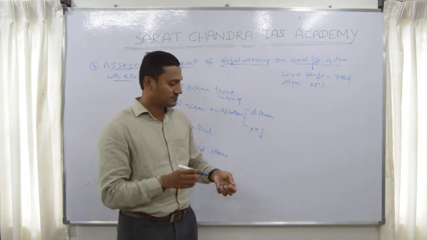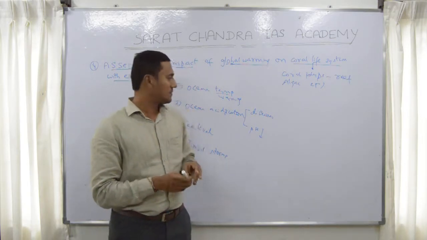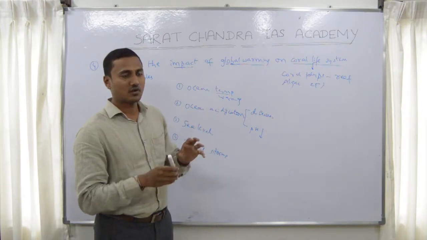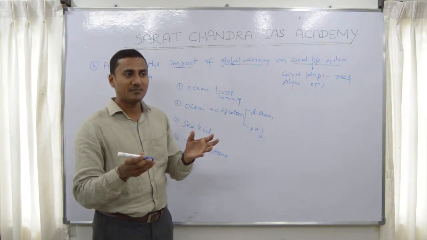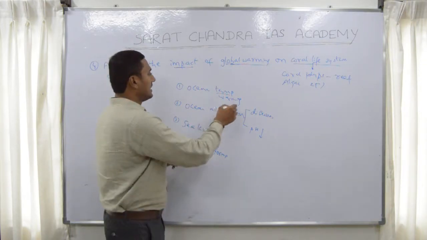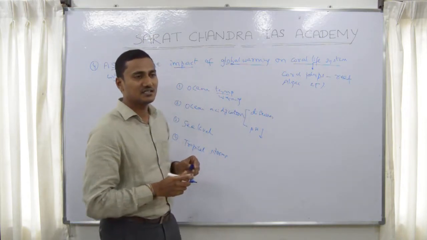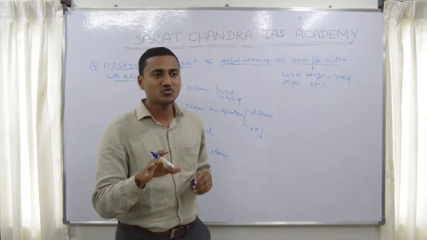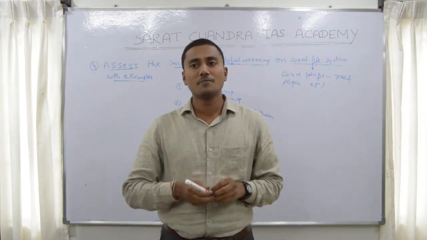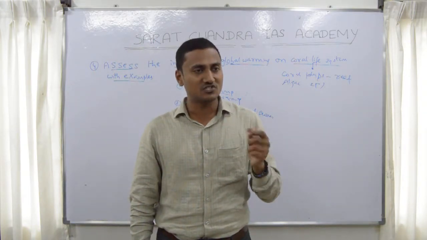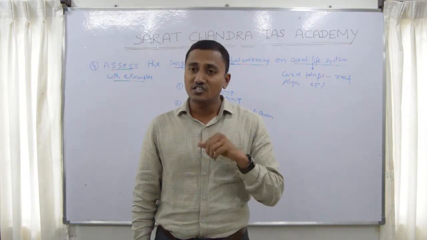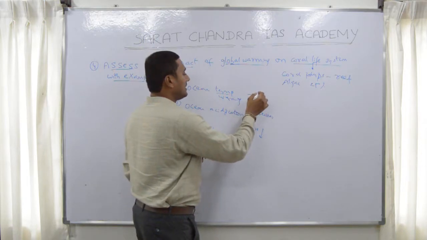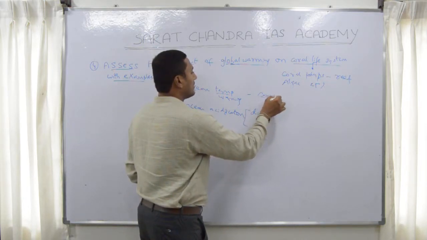Now you should try to tell the effect of each of these on the coral reef or the marine animals living on the coral reef. As the temperature of the ocean increases, due to the stress on the coral reefs, as you should know, coral polyps are very sensitive to changes in temperature, pH, nutrients, etc. They actually cause coral bleaching.